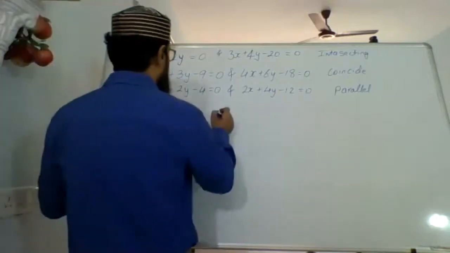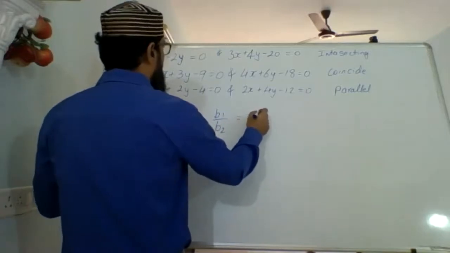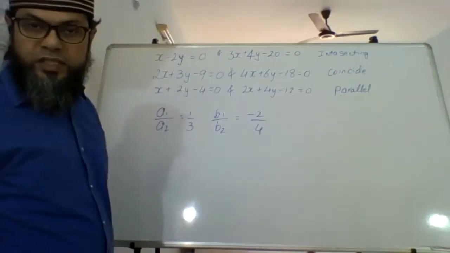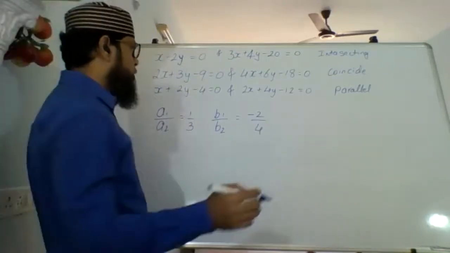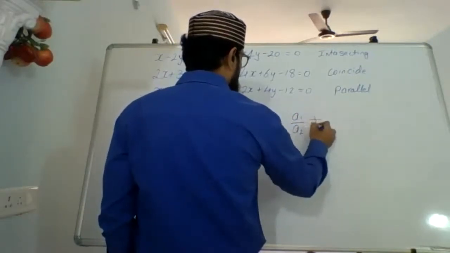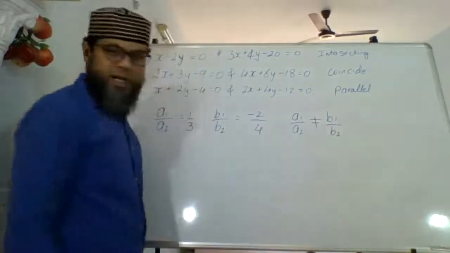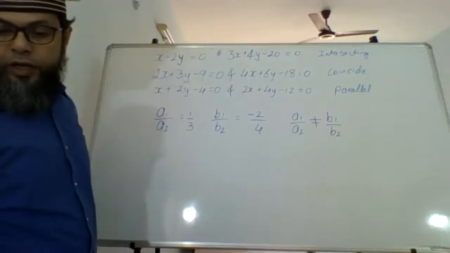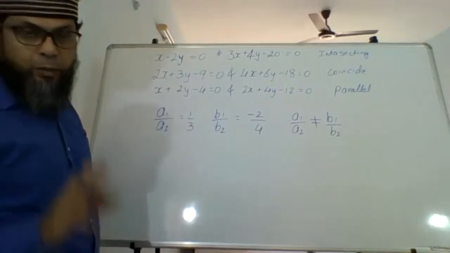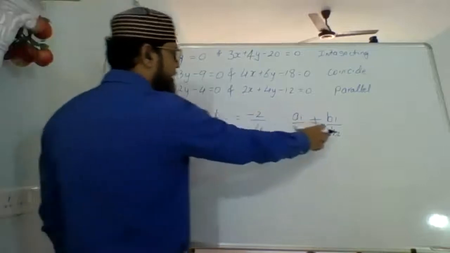What is b1 upon b2 over here? b1 upon b2 equals minus 2 upon 4, which is the same as minus 1 upon 2. So a1 upon a2 is not equal to b1 upon b2. The lines are intersecting and they have a unique solution. This is what we had written in the table the other day, and I'm just explaining it again with you.